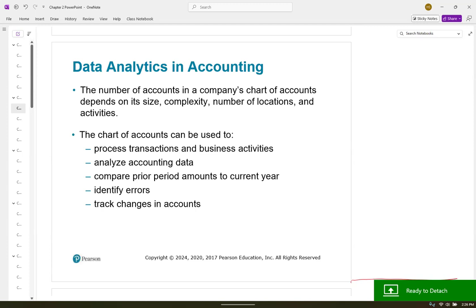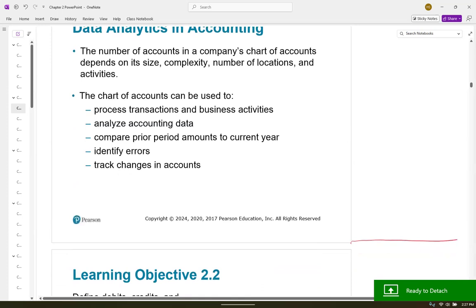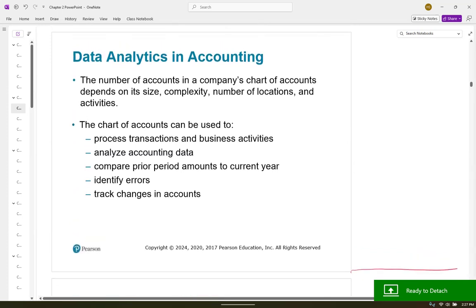Okay. So, chart of accounts can be used to process transactions, analyze accounting data, compare it from one year to another, identify errors, and track any changes in accounts. So, there's a lot of things that can be done now with data analytics in accounting.